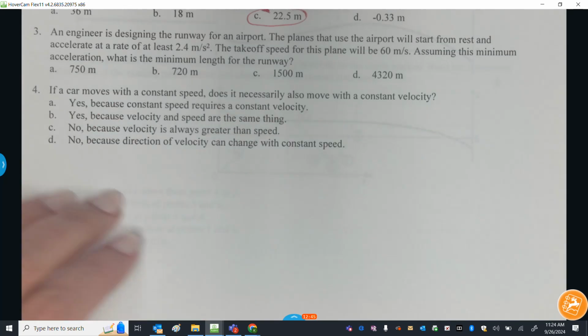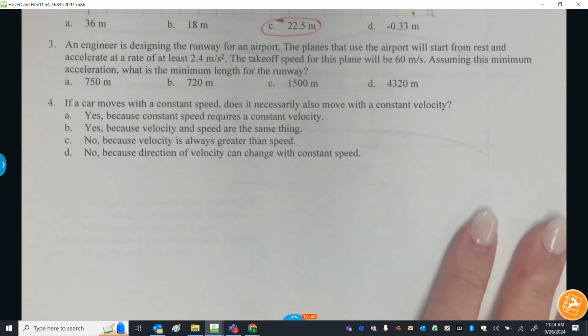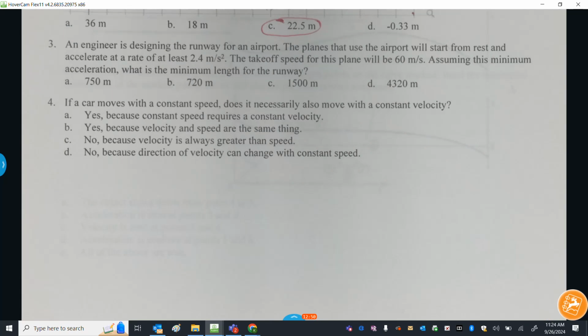Okay, number 4. Number 4 says, if a car moves with a constant speed, does it necessarily also move with a constant velocity? This question overall for the campus, 70% of people got this right. I would have thought it would have been a little higher than that, but it was okay. But ours was kind of right there with the average, a little less actually for this one. This is just a definition, okay? So this is something, if you don't remember it, you can write it down right now in whatever notes you're taking.